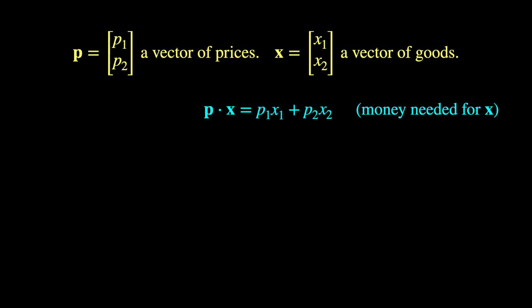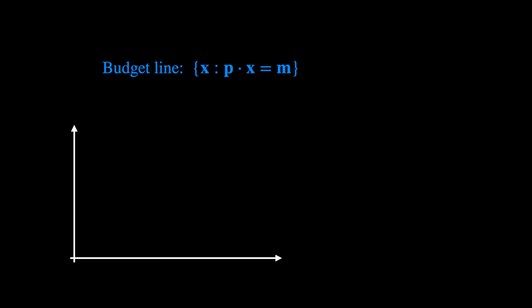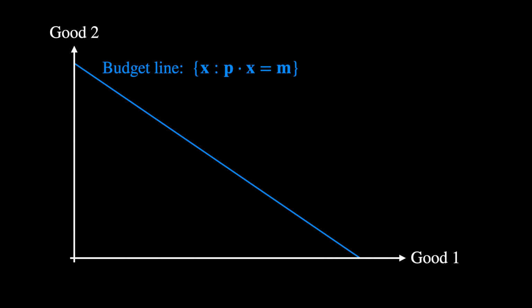given price vector P. We can express the budget line, which we have seen before, as all of the vectors X such that the dot product of P and X equals the consumer's income. From our previous work, we know that the slope of the budget line, which we called the marginal rate of transformation, is negative P1 over P2. But what does the price vector look like? Which direction does that arrow point?